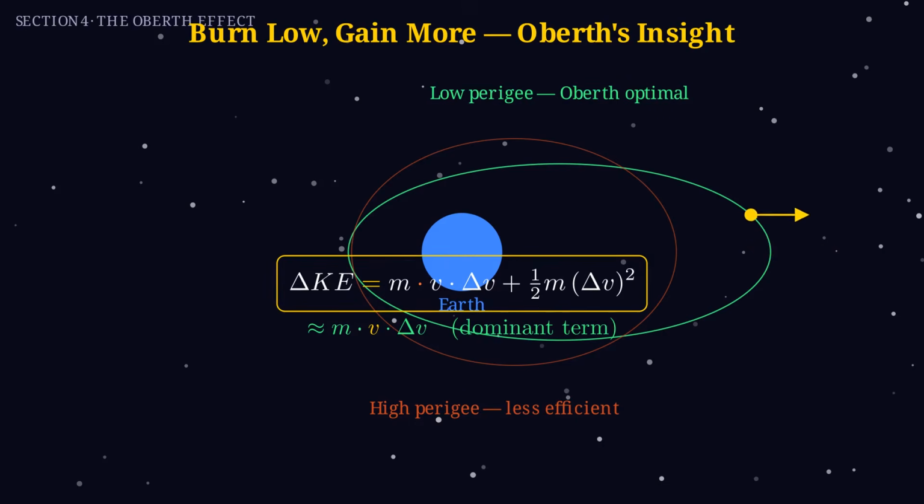Since orbital velocity is highest at perigee, the closest point to Earth, all efficient burns must happen there. ISRO placed every apogee-raising burn at perigee, where Mangalyaan was moving fastest, that is pure Oberth optimization.